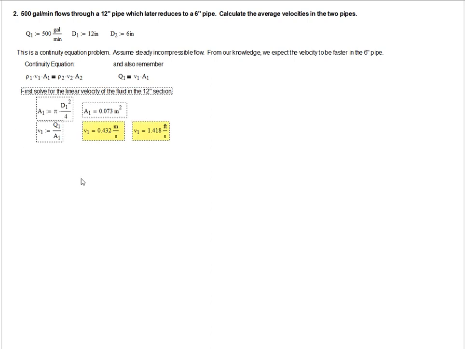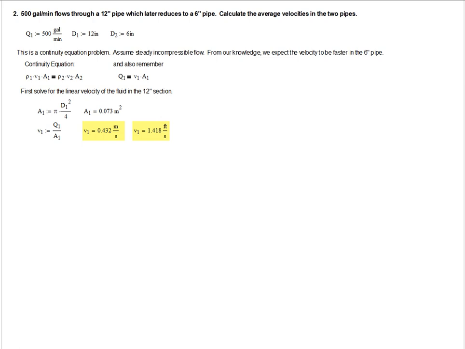Let's start with position 1, which is the 12-inch section. We solve for the cross-sectional area first to get our number there, and then we divide the volumetric flow rate by the cross-sectional area. Working this in SI units, that comes to 0.432 meters per second, and in American engineering units that's 1.42 feet per second.